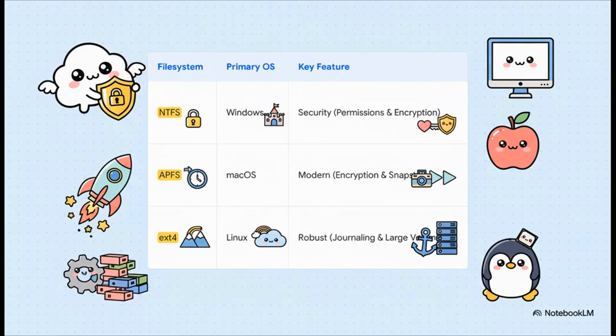And here are the specialists. On the Windows side, you've got NTFS. Think of it as the security guard. It's all about permissions and encryption. Then for macOS, there's the newer APFS. It's sleek, it's modern, built for speed and cool features like taking snapshots of your drive. And over in the Linux universe, you have the good old reliable ext4. It's an absolute tank, super robust, and can handle gigantic hard drives. Each one is perfectly tuned for its own world.